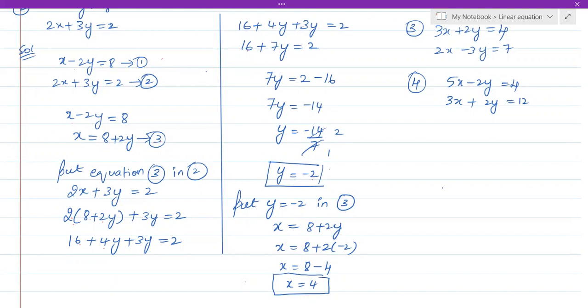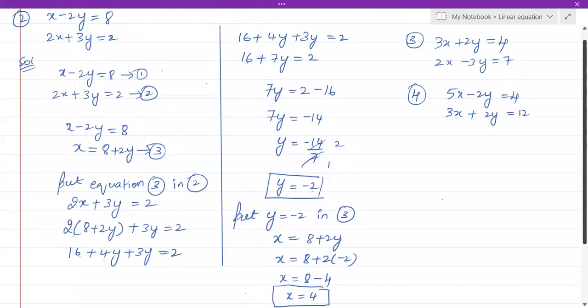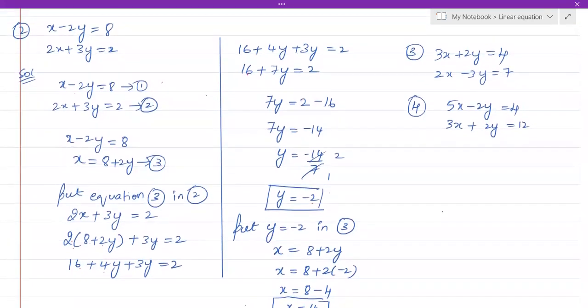As soon as you get the value of y, what should you do? Take the equation 3. What is our equation 3? x equals 8 plus 2y. Substitute the value of y that you got. y is minus 2. Substitute it. Therefore, 8 minus 4 is 4. So you got the value of x and y. I hope it is easy. As you can see, I've given 2 more questions. Okay, you can try solving this as a task. And it's very easy. Follow the steps that I have told. It's really easy. You will definitely get the value of x and y here.